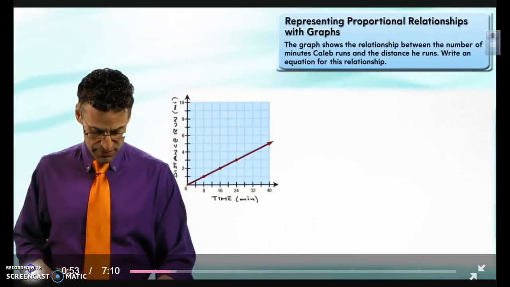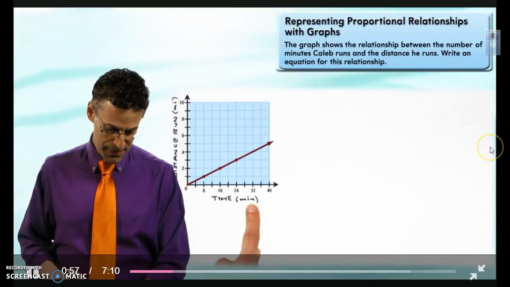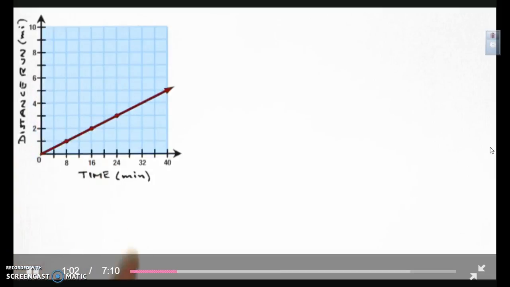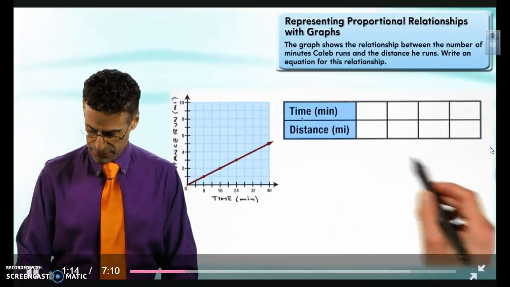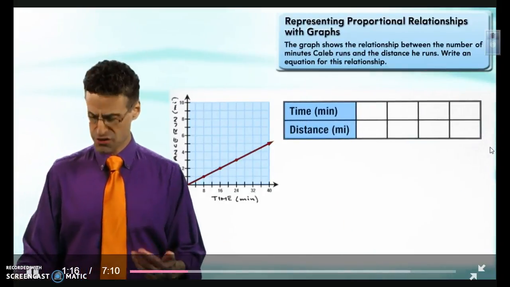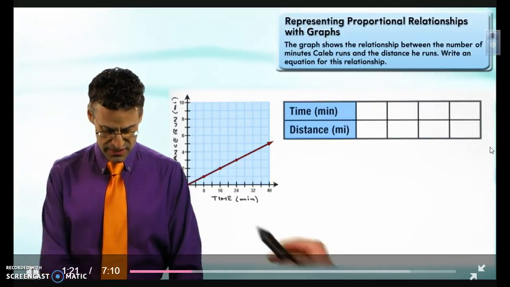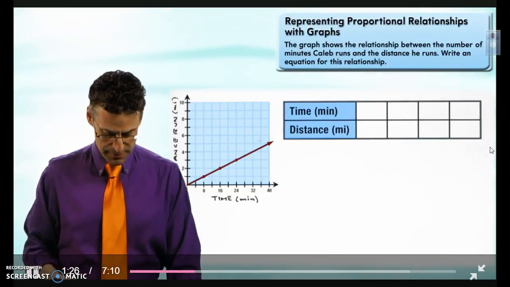On the x-axis, or the horizontal axis, we have the time he's run in minutes. And on the vertical, or the y-axis, we see the distance that he's run in miles. To make meaning of this, we can look at certain points that appear on this graph. Remember, our goal is to write an equation for the relationship, but first let's understand the relationship. This line has a bunch of points that we can study. Let's pick some of them and write them down.